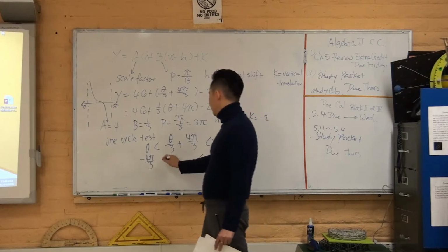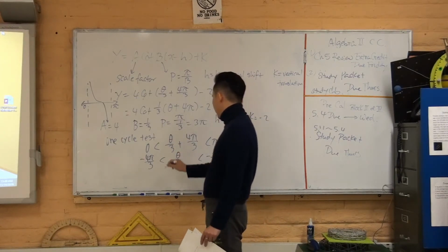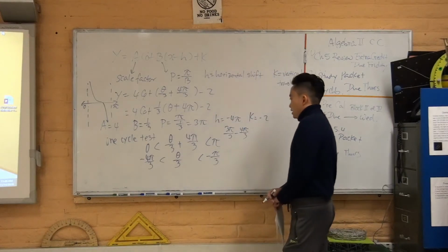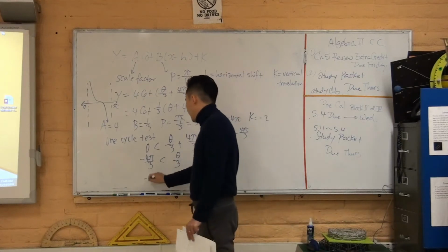Now be careful with this. This one is negative. And then theta over 3, that's what we have for the remaining element. And then last but not least, we want to multiply it by 3. So that means theta goes from negative.